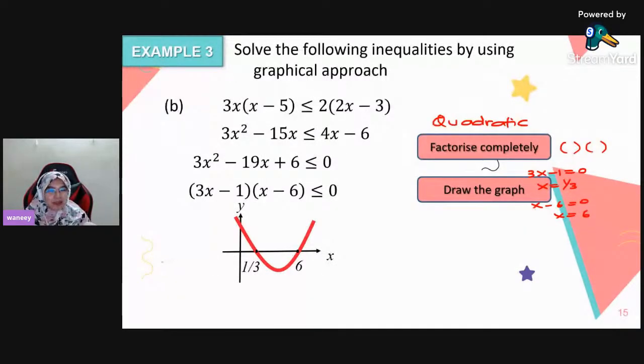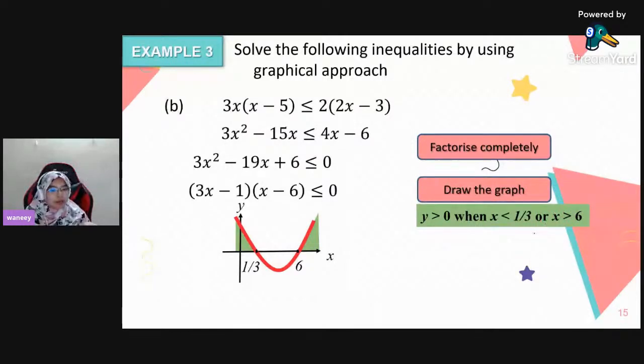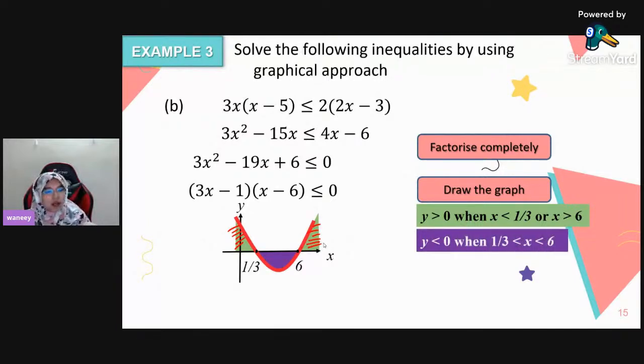Okay, so if you refer to the one that I gave you in your notes, the value of y will be positive when x is less than 1 over 3 or x greater than 6, so either on the left hand side or right hand side. And we are going to get negative values when x is in between 1 over 3 and 6.